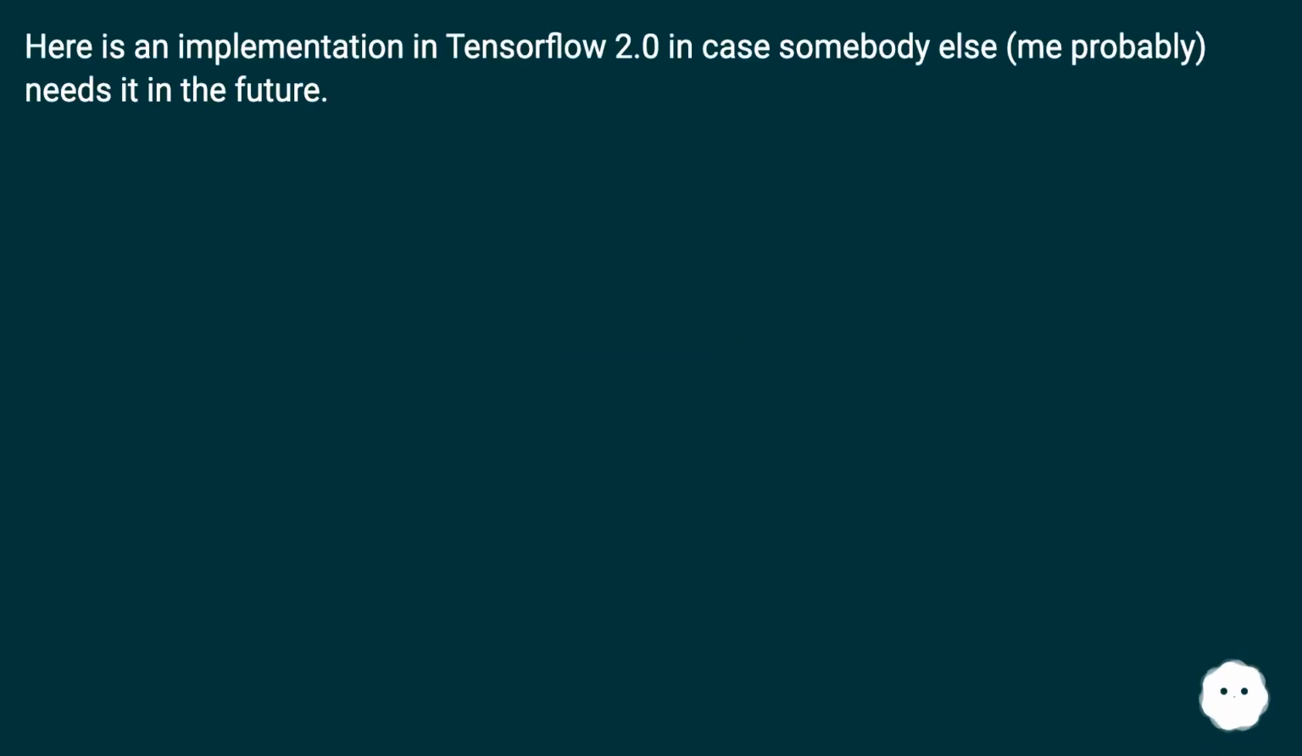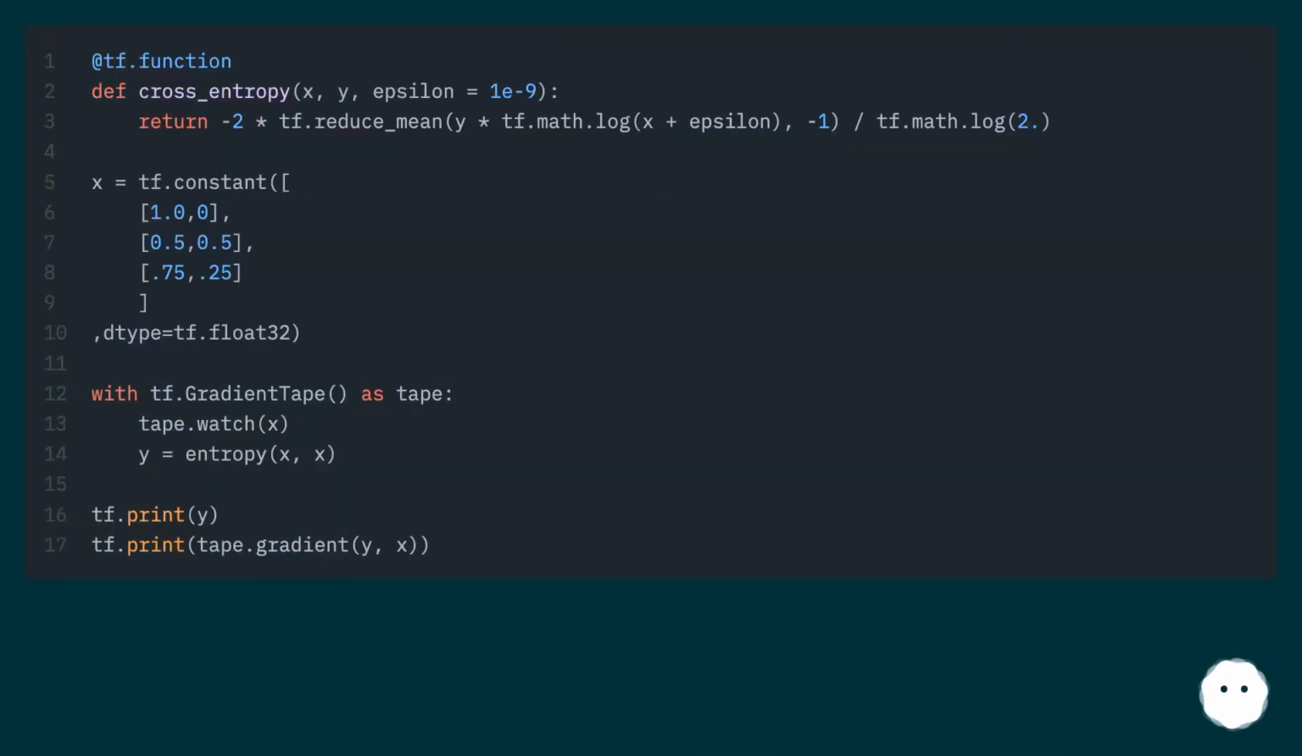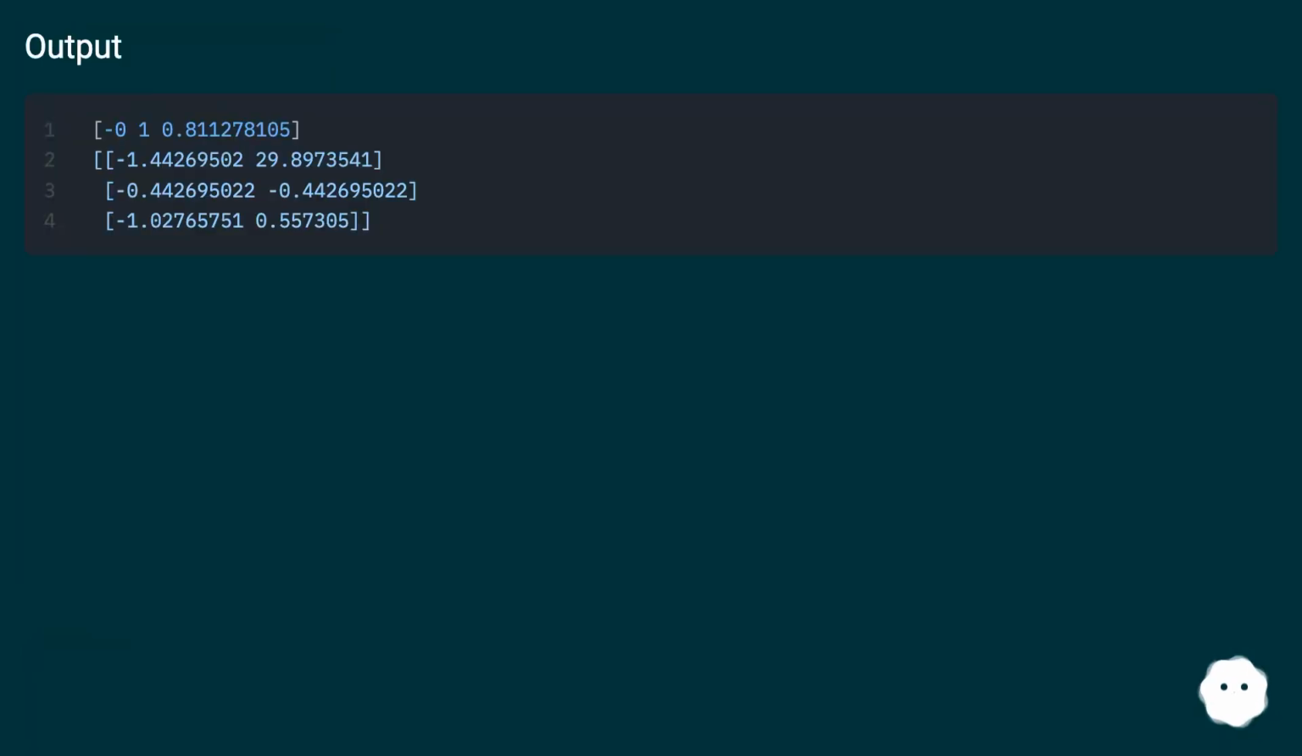Here is an implementation in TensorFlow 2.0 in case somebody else probably needs it in the future. Output.